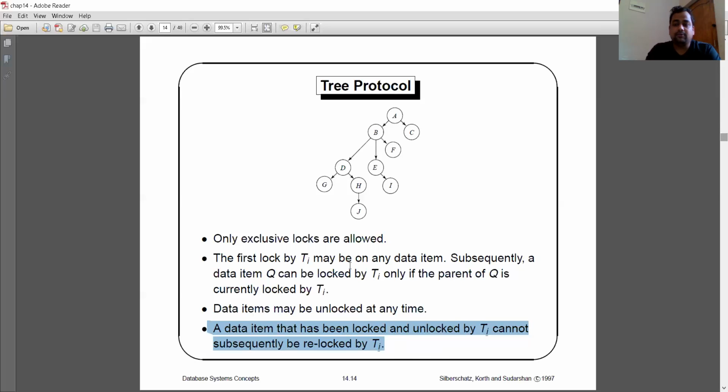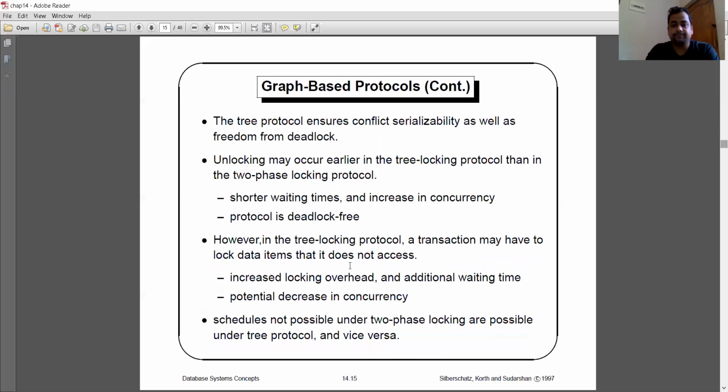First point is, if you want to put a lock on data item A, you have to already put the lock on all the parent data items. Second, you can unlock at any time. Third, if you put a lock on data item X and unlock it, you cannot relock it. Okay.